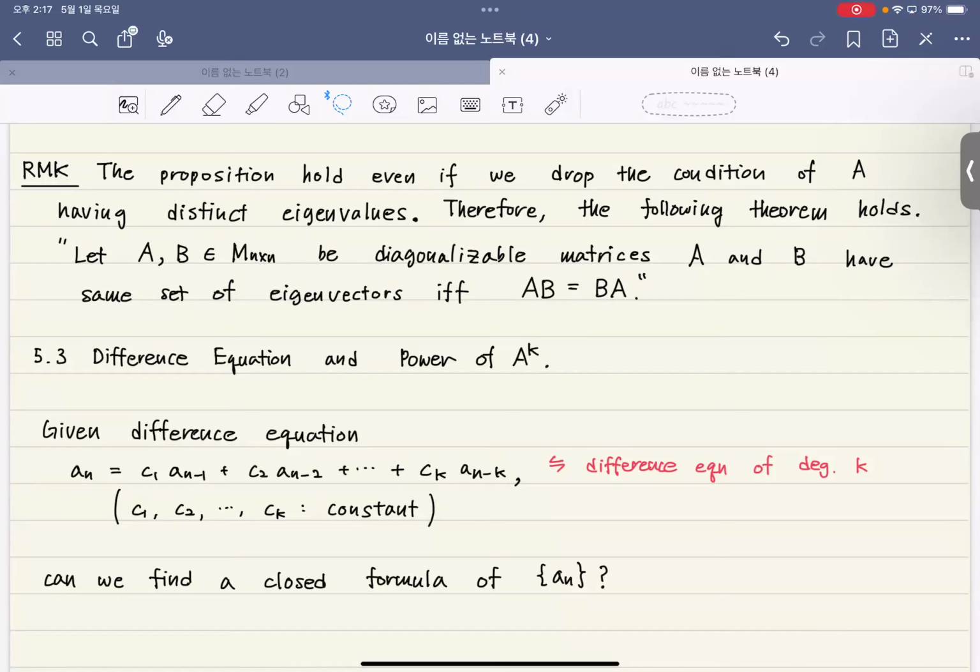So a difference equation is an equation about a sequence. a_{n-1}, a_{n-2}, up to a_{n-k} are all terms of the sequence. A difference equation gives you some relation between terms of the sequence. Then from this information, you are supposed to find a closed formula for the sequence a_n. That is a difference equation.